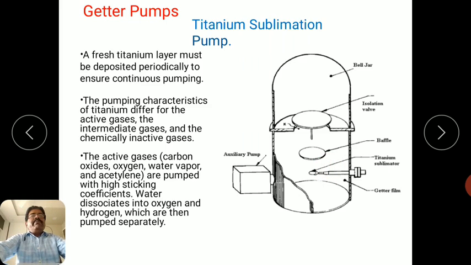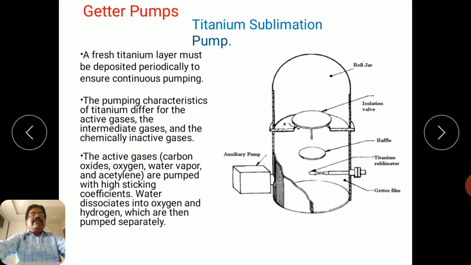Okay, so the pumping characteristics of titanium differ for different gas molecules. Depending on the category, you can divide these gas molecules into 3 groups, and accordingly the titanium pumping characteristics will be different for these 3 groups. Which are these 3 groups? You can categorize these gas molecules as active gases, then intermediate gases, and chemically inactive gases.